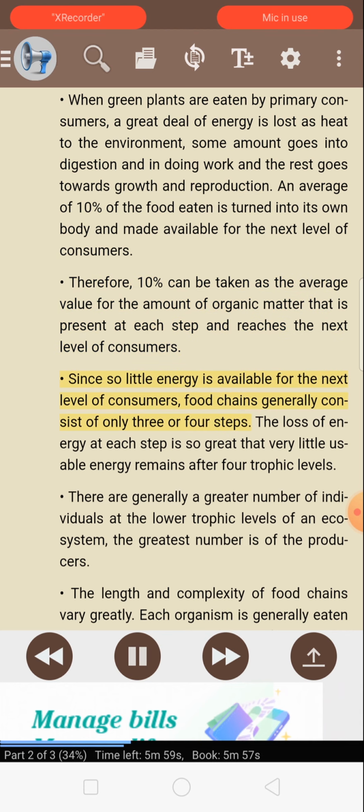Since so little energy is available for the next level of consumers, food chains generally consist of only 3 or 4 steps. The loss of energy at each step is so great that very little usable energy remains after 4 trophic levels. There are generally a greater number of individuals at the lower trophic levels of an ecosystem. The greatest number is of the producers.